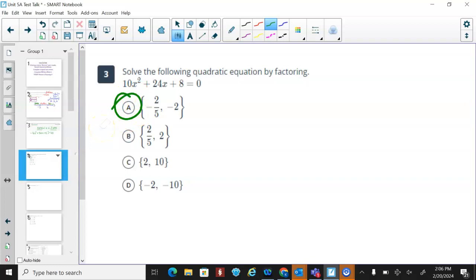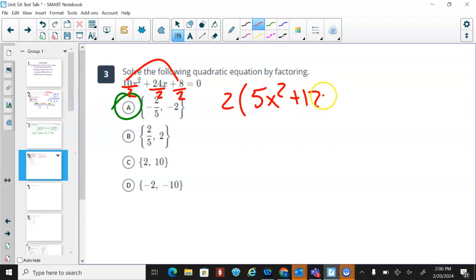Now let me prove that algebraically. I do not like big numbers, so I don't want to multiply 10 times 8, which is 80, and find factors for 24. So I'm going to look for a greatest common factor. I know I can divide each of these by 2. So I'm going to take the 2 out, and I get 5x squared plus 12x plus 4. Now, 2 is my greatest common factor.